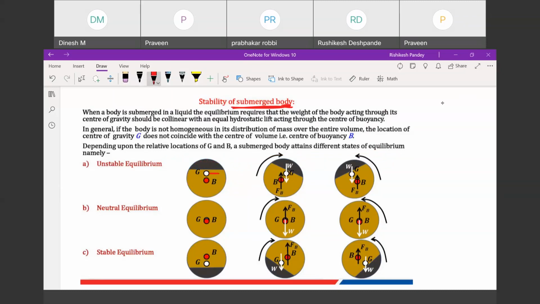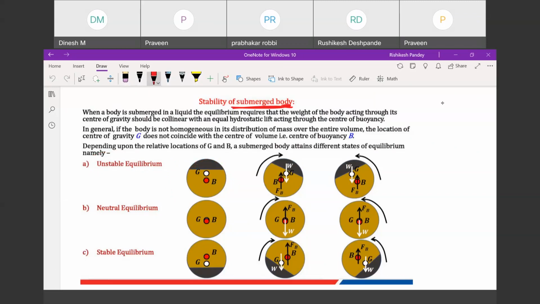Now by knowing that the heavier part is here and the lighter part is in the downward direction, by seeing it itself you will tell, sir, it will overturn. Yes, it will overturn, and that's why it is unstable equilibrium. So mathematically also we should explain this thing.